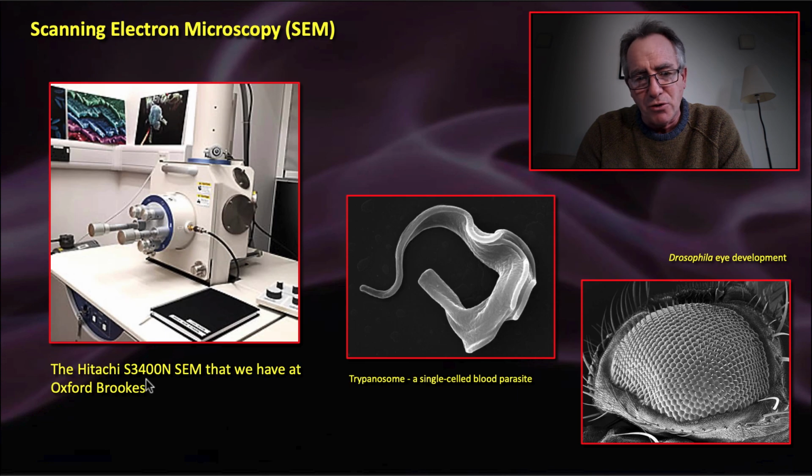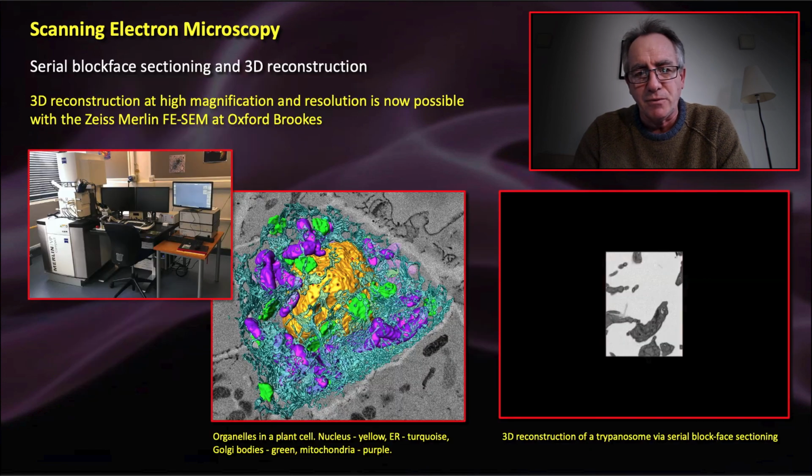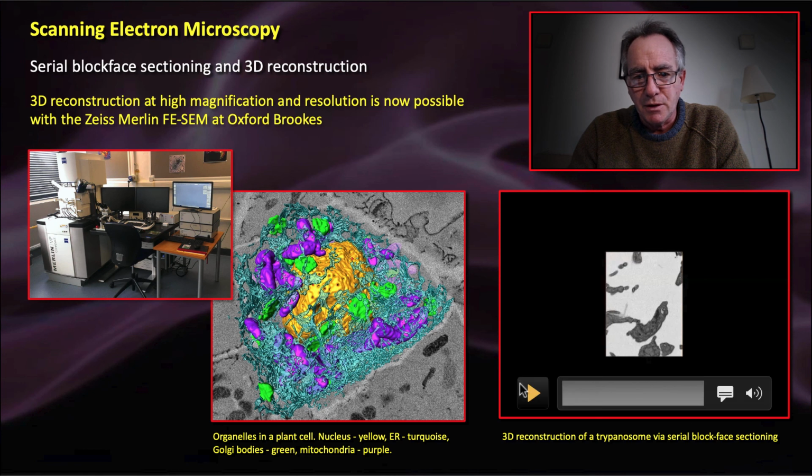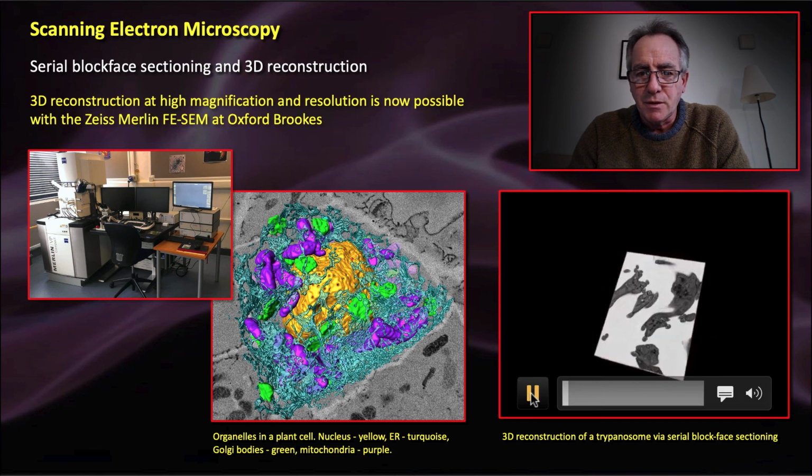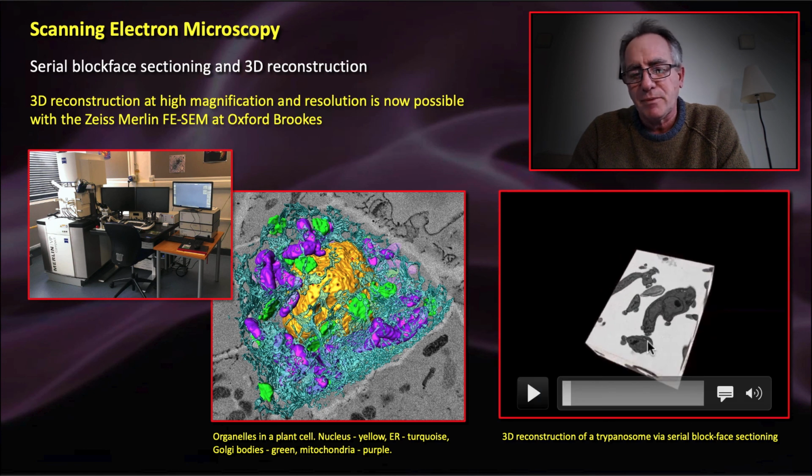Let me just show you something on the previous slide. This is a trypanosome inside the blood of someone who has a trypanosome disease, like sleeping sickness, malaria, what have you. It's going to get the movie going and then stop. We're looking at the surface of a block imaged with the SEM.